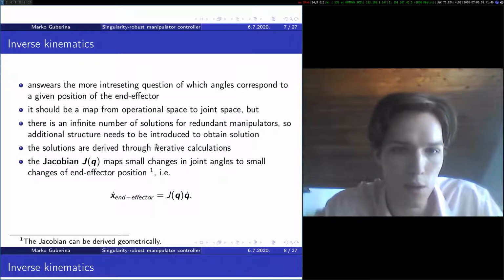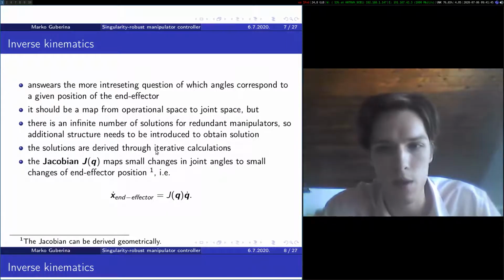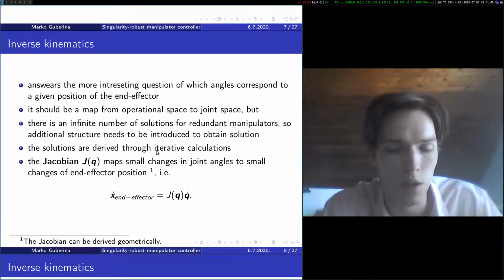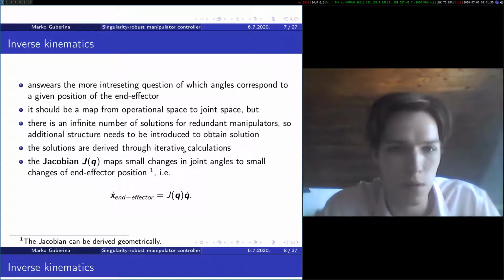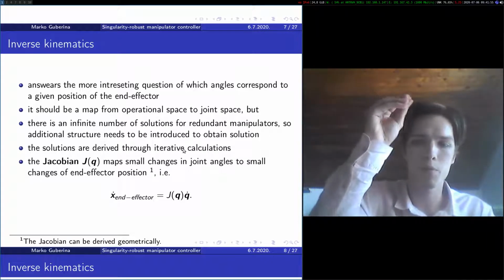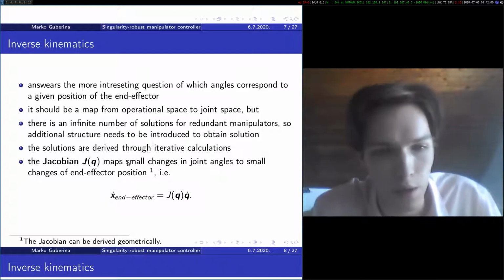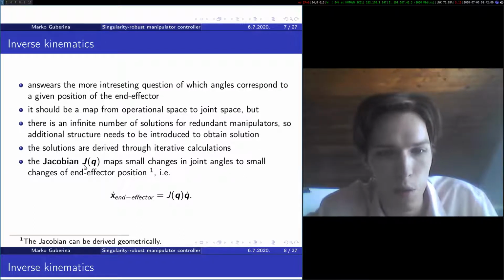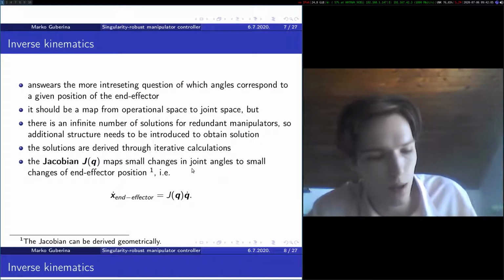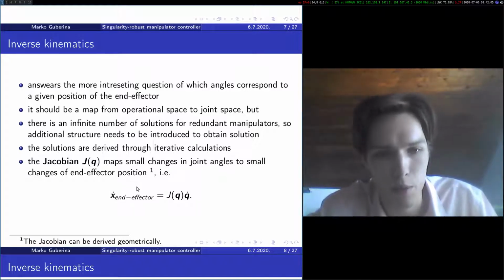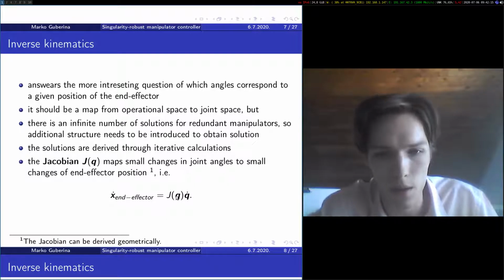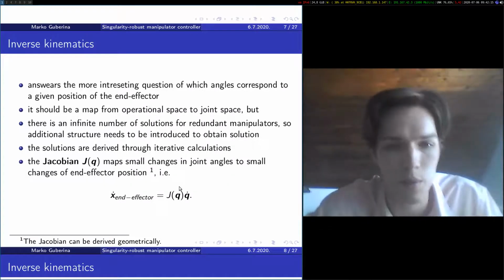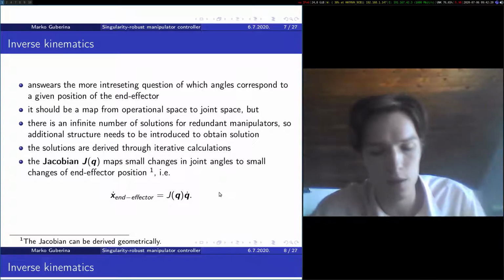So to obtain unique solutions, we'll have to reformulate the problem as an optimization problem, and then what we'll get as solutions are iterative calculations, or an iterative algorithm which moves us to the point. So basically we will move bit by bit until we reach the desired point. What will help us do this is the Jacobian, which maps small changes in joint space to changes in end effector position. Now why small? Small because the map in general is non-linear, but if we take a snapshot of it, we get a linear operator, which is the Jacobian, because it's a matrix. And then we can use this to solve the problem.